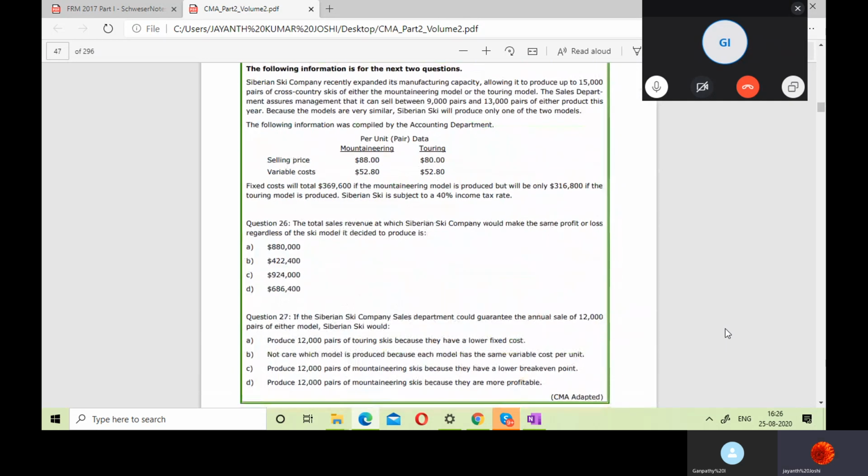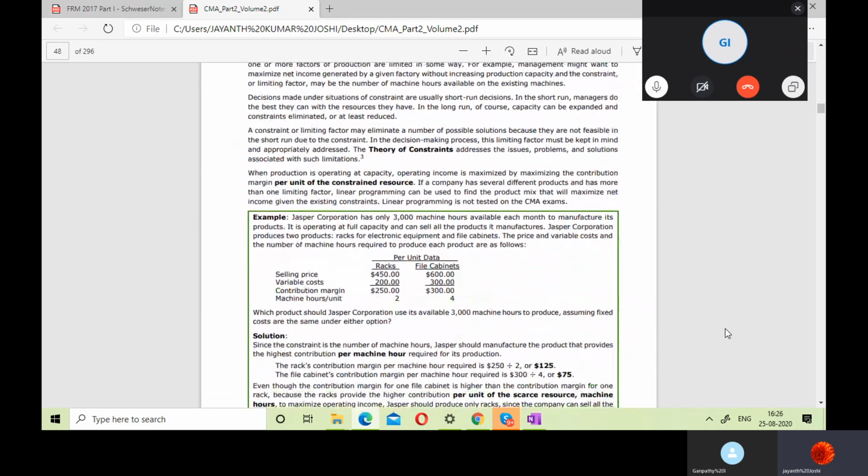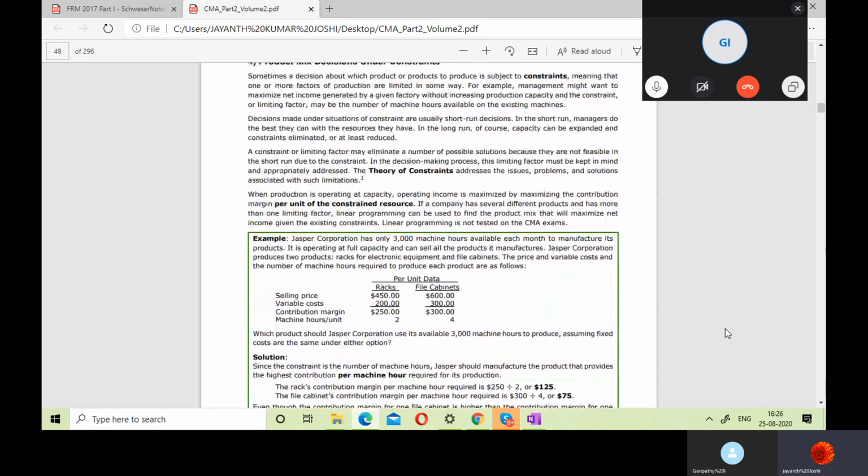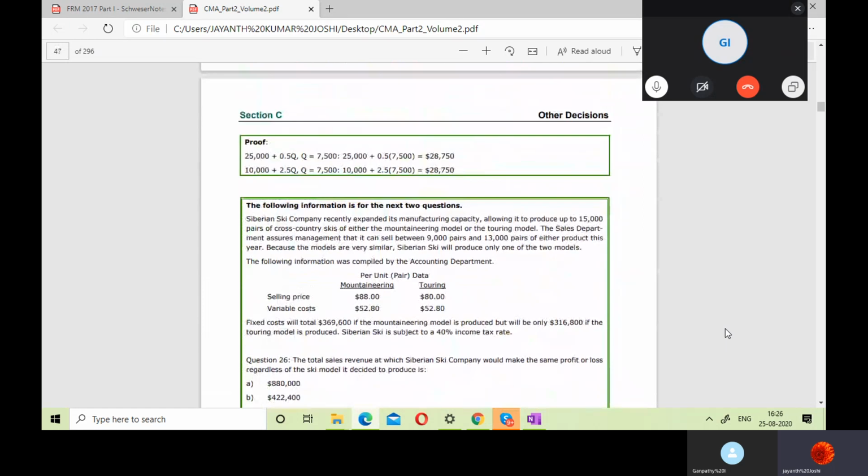So I think you got this, and you should do the calculation. You should know how to do the calculation at any cost. So I'm moving forward. Any doubts?